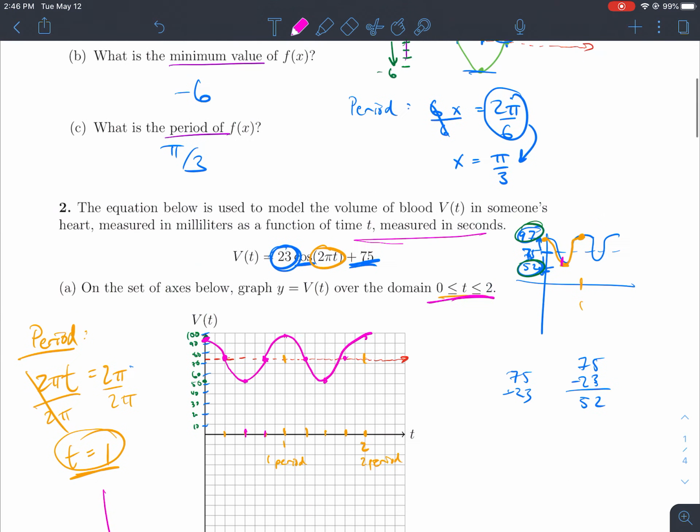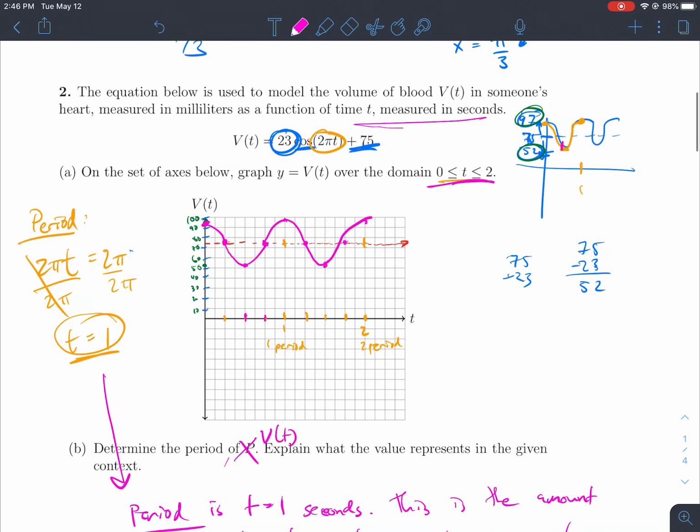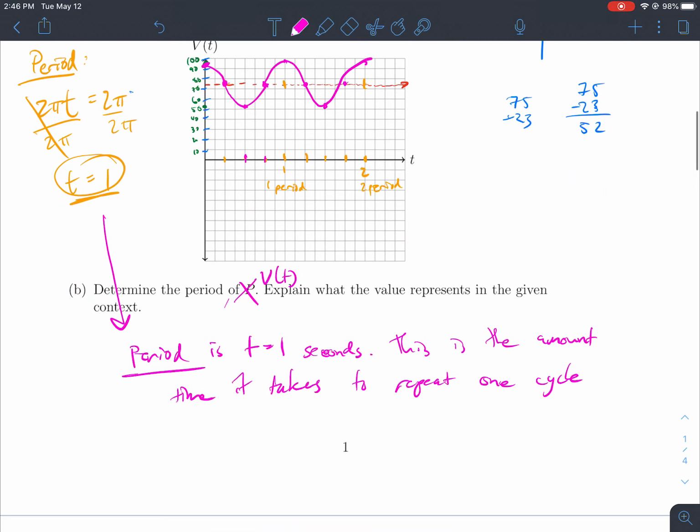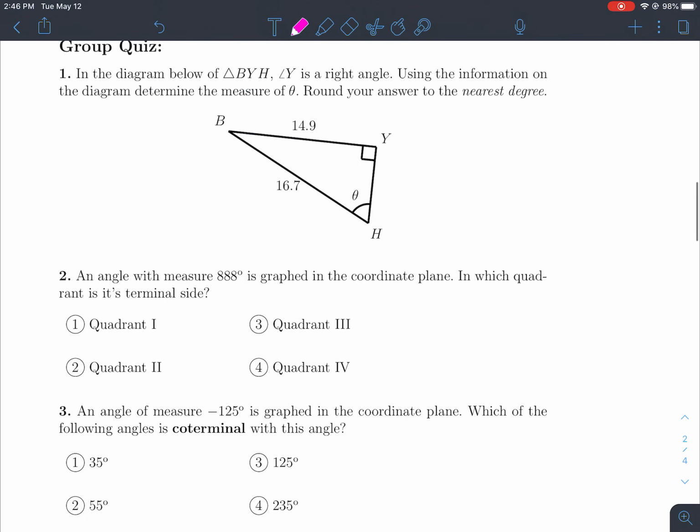But we want to be more specific, right? Because they gave us a context. What does a cycle mean in the context of the volume of blood in someone's heart? It means how long does it take to have a heartbeat? This is the amount of time to complete one heartbeat. All right, continuing on.